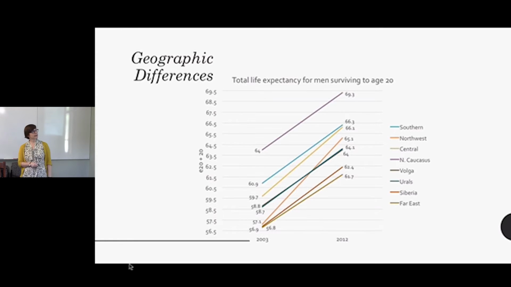And then what I really wanted to point out with this slide is that this orange line, the Northwest Federal District, so St. Petersburg, and Moscow, to a lesser extent, are really the outliers in this mortality improvement. They've improved a lot more than, well, Moscow somewhat more and St. Petersburg a lot more than any of the other districts.